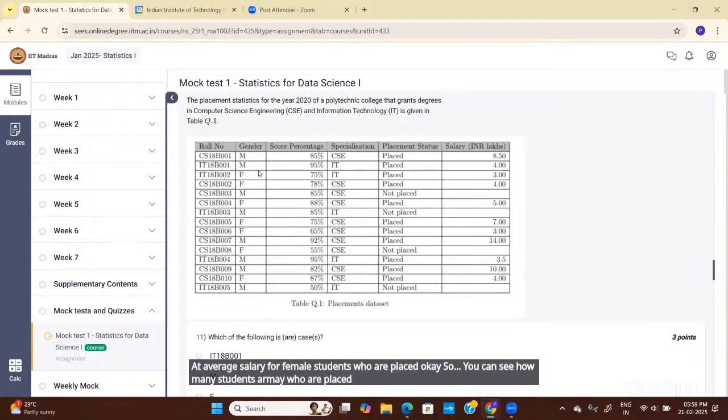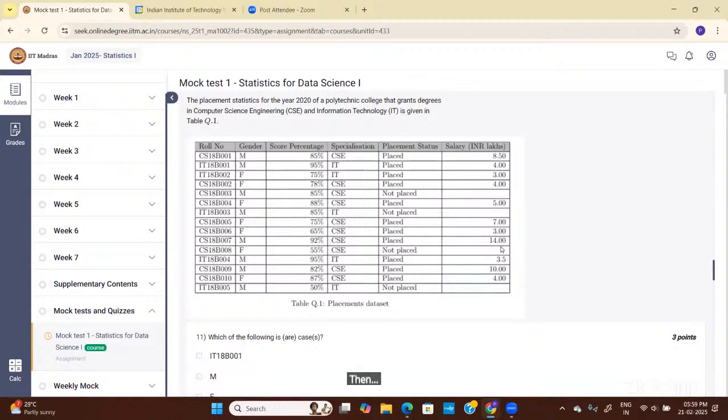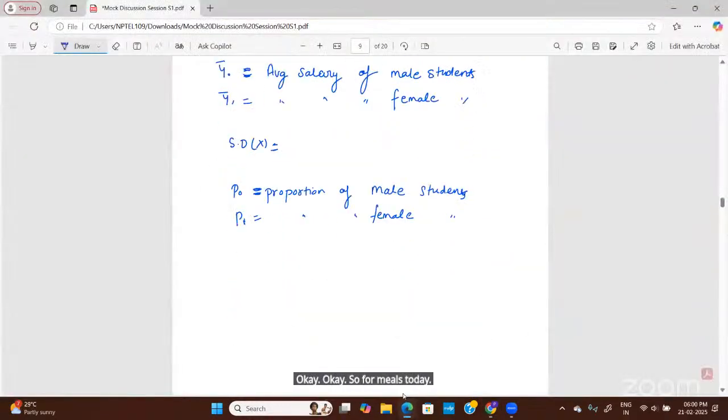5. The salaries are 8, 5, 4, 14, then total 40, 3.5, and 10. Now find the average of all these values: 40 by 5, which is 8. So for male students, Y0 bar will be 40 by 5, which is 8.